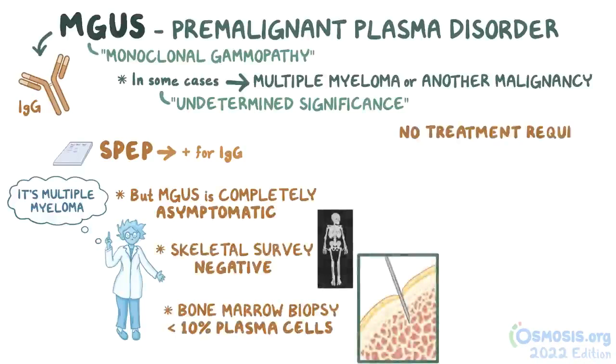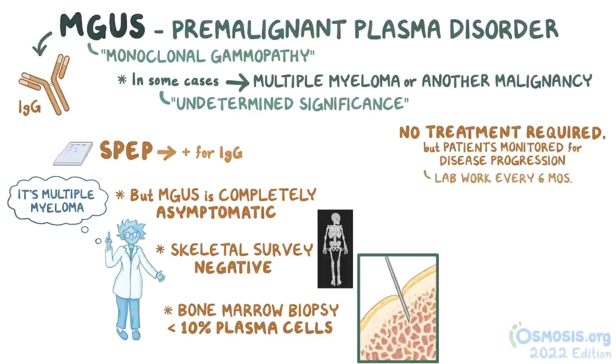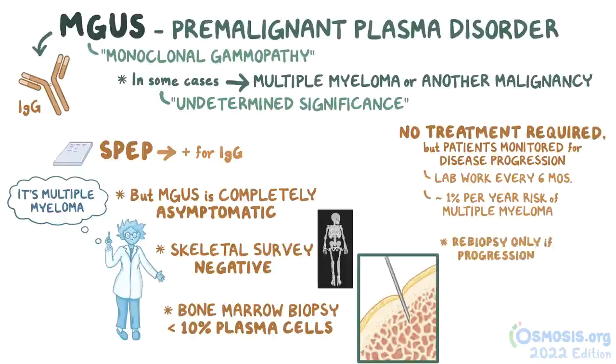No treatment is required, but patients should be routinely monitored for disease progression by repeating lab workup every 6 months. There's about a 1% per year risk of progression to multiple myeloma. Typically, a rebiopsy is only done if the labs indicate progression.